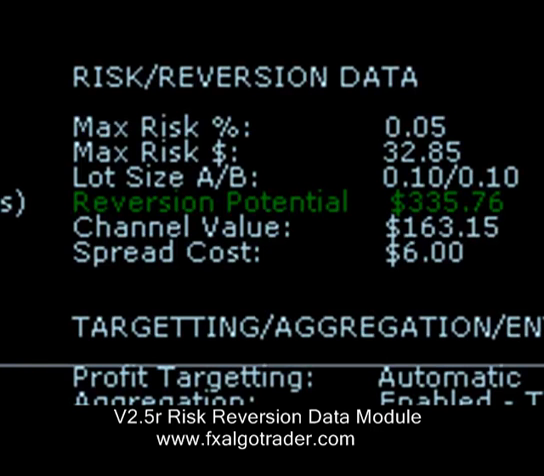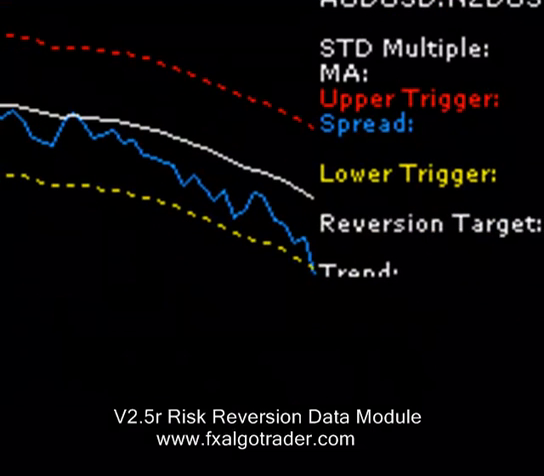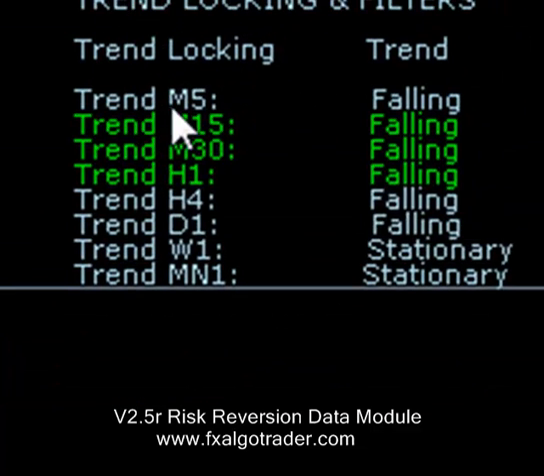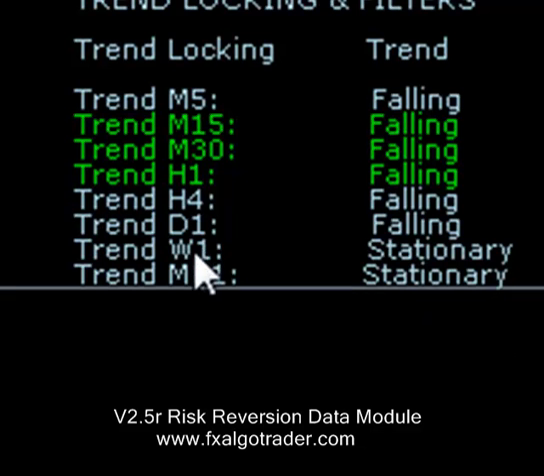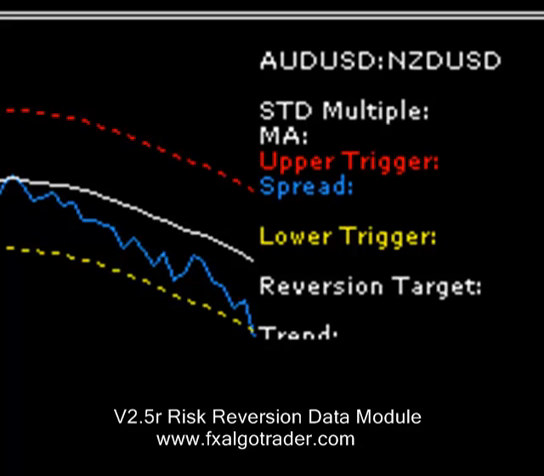Moving up to the daily, trade-off time frame parameters are disabled on this chart. Channel value is $163. Where we are at the moment, we're right at the bottom of the lower trigger. We wouldn't want to trade this if we were looking to lock to the trend, because we can see that the trend on basically all the time frames up to the weekly chart is falling. So we'll be looking to trade this on a shorter time frame and look to sell off any corrective rally in the synthetic pair.